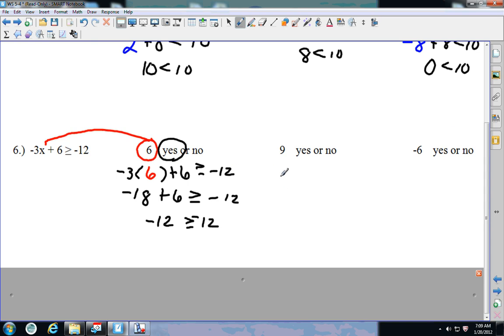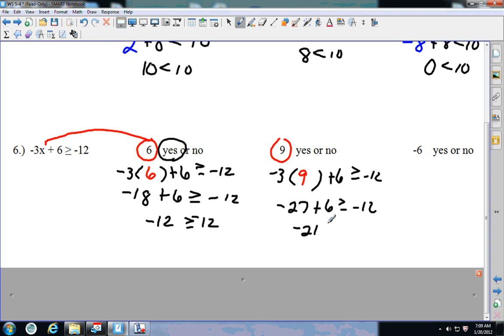Try the next one. You should have done negative 3 times, this time substituting in the number 9. Negative 3 times 9 is negative 27 plus 6, is that greater than or equal to negative 12? Negative 21, is that greater than or equal to negative 12? Be careful. I know the number looks larger, but it's negative. Negative 21 is farther away from 0, so it's less than. So the answer to this one is no.